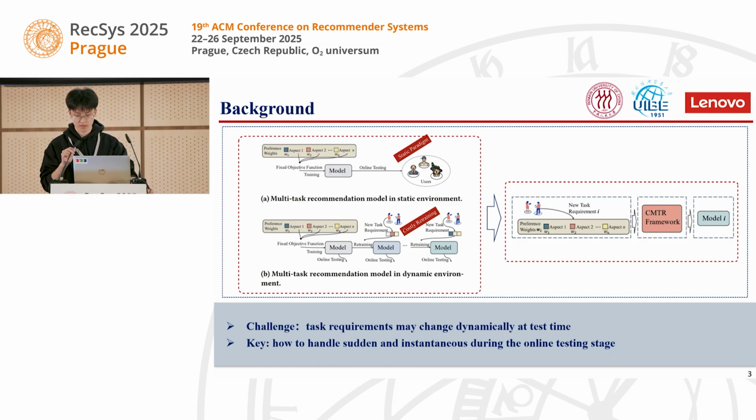Thus, we proposed CMTR, that is, Controllable Multitask Recommendation Framework. The key idea is to create a framework where we can input a new task requirement and instantly generate a new model that meets the task requirement.